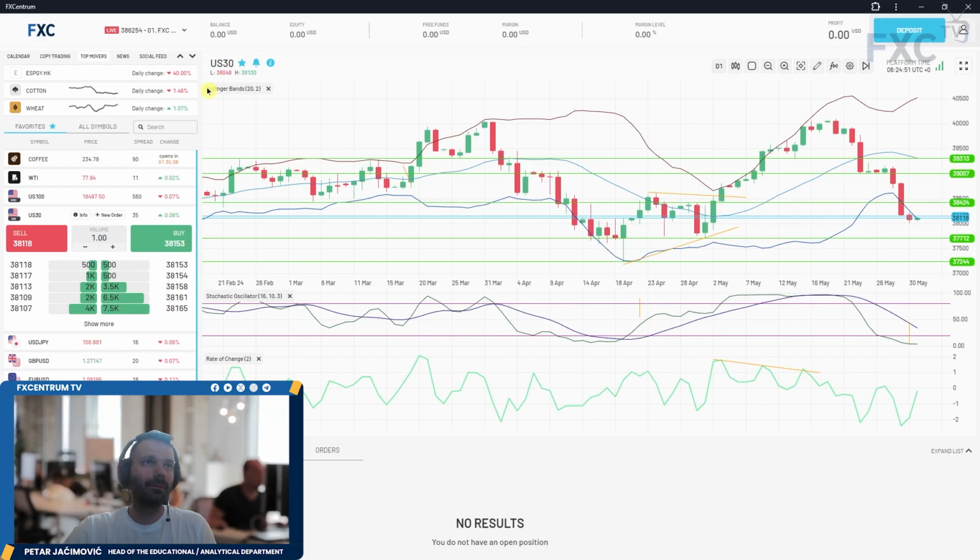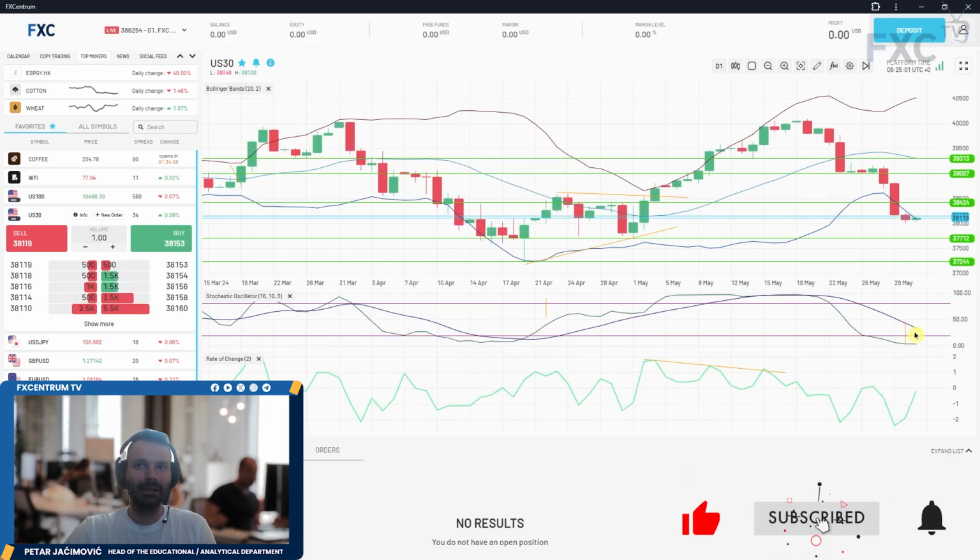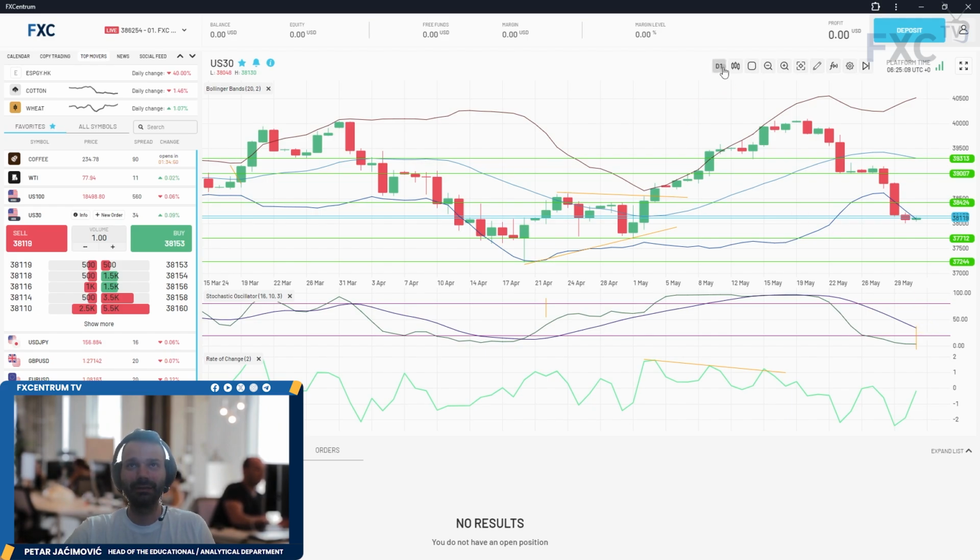Look at US 30. So we spoke about the sell-off from this area. That's exactly what is happening. Market actually had a close below the lower Bollinger Band. We don't have a significant gap between the fast and slow line. Both fast and slow lines are trading to the downside.